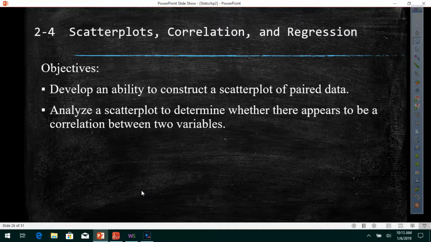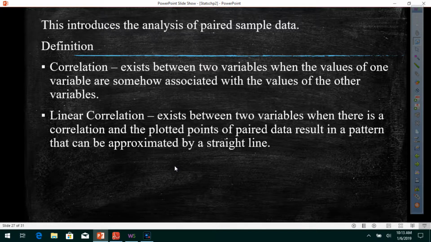Lesson 2-4, Scatterplots, Correlation, and Regression. Objectives: develop an ability to construct a scatterplot of paired data, and analyze a scatterplot to determine whether there appears to be a correlation between two variables. This introduces us to the analysis of paired sample data.